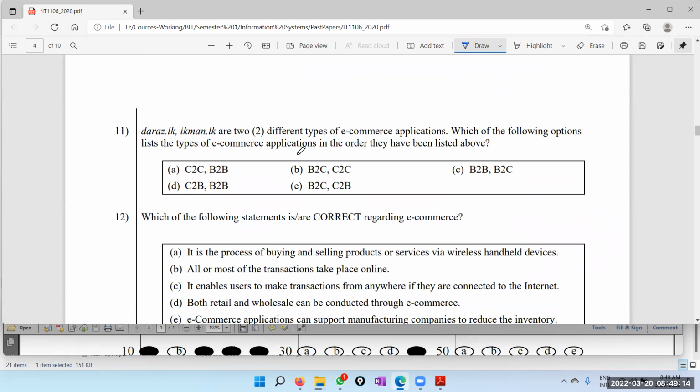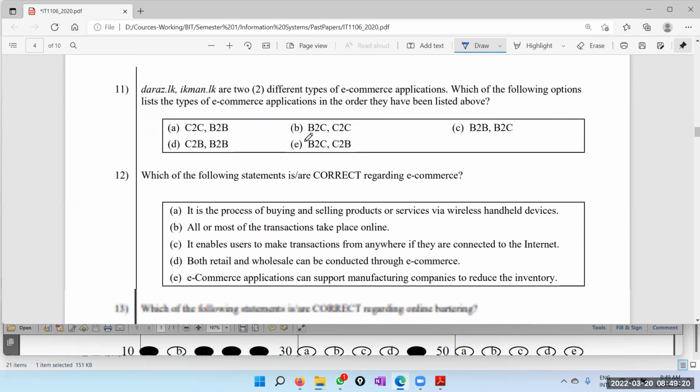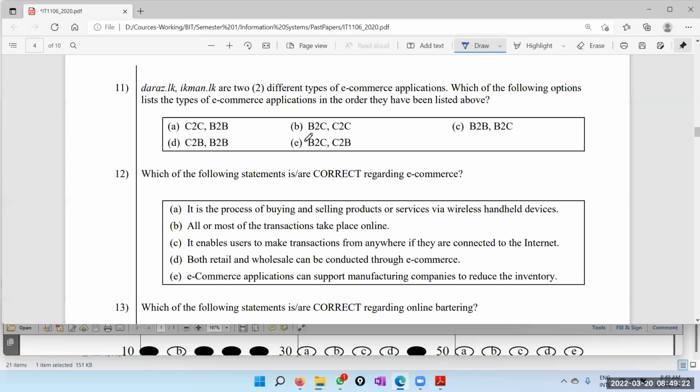Now, at least you must get that feeling of the paper and the level of expectations. Okay, this is a degree level. 11. Daraz.lk, Ikman.lk are two different types of e-commerce applications. Yes, I hope you are aware of these things.